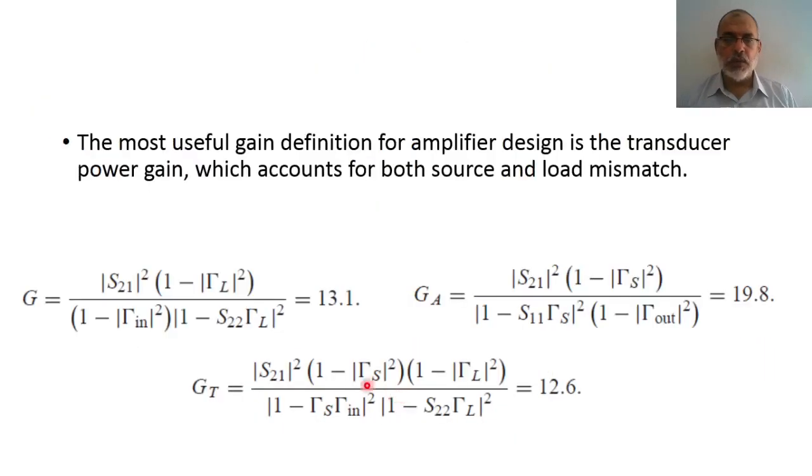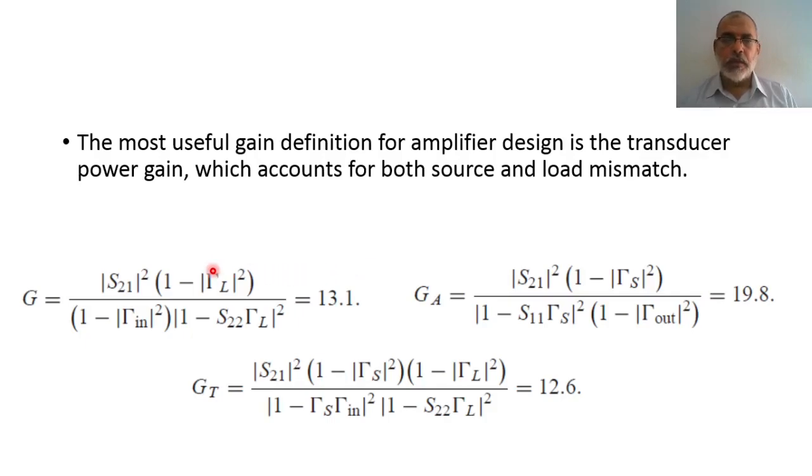From these results, we can find that the transducer gain is the minimum value, and the available gain is the maximum value, and in between, the power gain is between the transducer gain and the available gain. Actually, the available gain is the total gain when the source and the load are matched to the transistor. So in this case, it is the maximum power transfer from the source to the transistor and from the transistor to the load. So we can obtain the maximum gain or the available gain of the circuit.